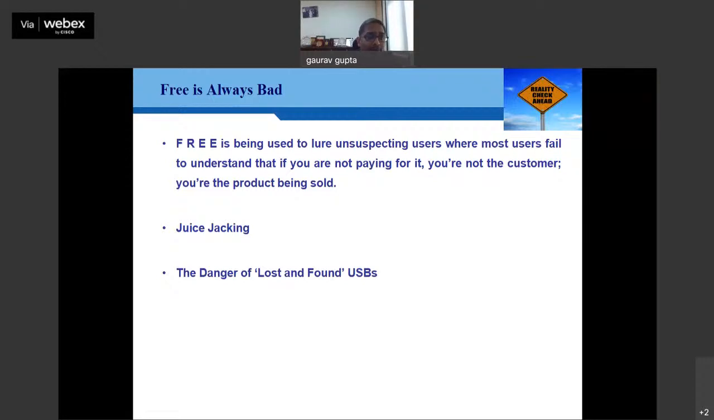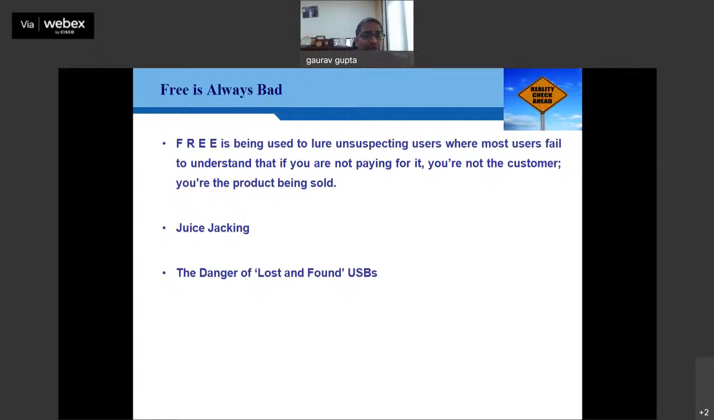Let's assume you don't have a power bank. Do not charge your phone directly when it is switched on. At least switch off your phone and then charge. Because if you switch off the phone, the chances of infecting your phone or exploiting data are reduced by 99%, right? So these are very, very basic digital hygiene things which we can do.